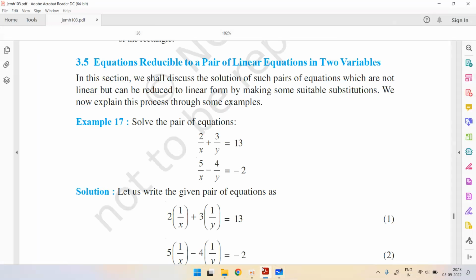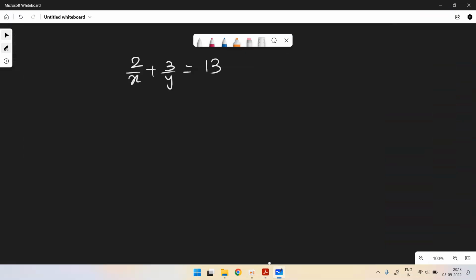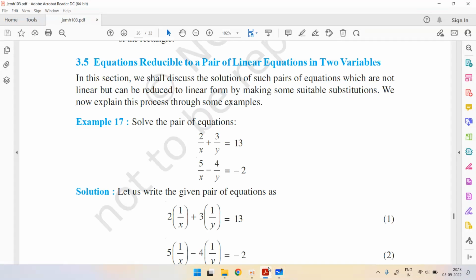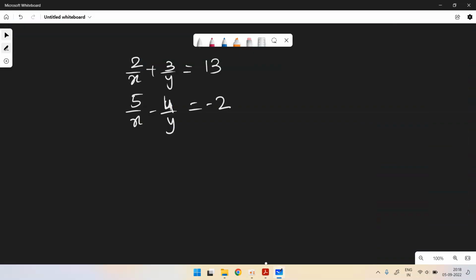So 2 by x plus 3 by y equal to 13 and 5 by x minus 4 by y equal to minus 2. So if you see here, this is 1 by x and 1 by y. If you try to write it, suppose you thought that no, I will take LCM, so this will become 13xy. See, this is linear, but it is not linear. So this whole equation becomes not linear in x and y.